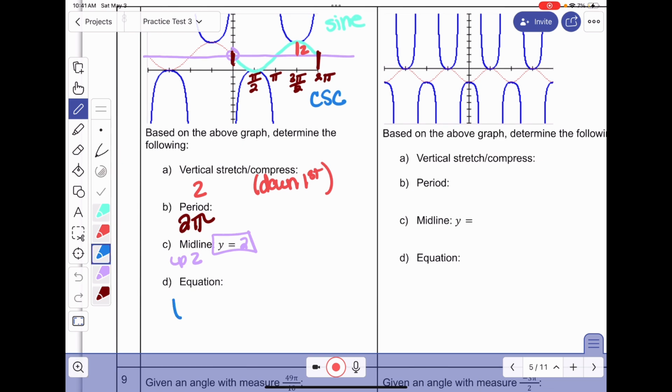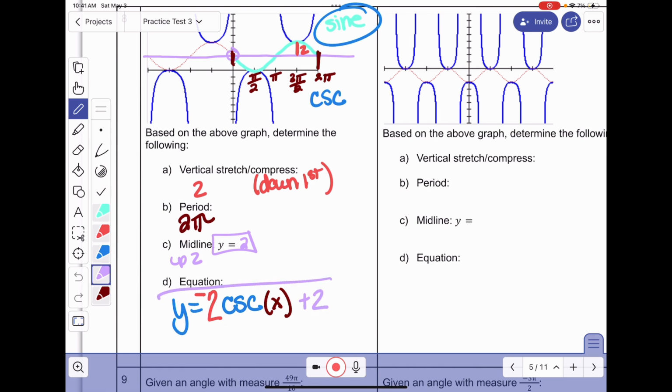So to write our equation, we're going to choose cosecant because we used the sine curve. Our vertical stretch was 2, but we went down first, so we make it negative. There's no phase shift, and we have the regular period, so we're just going to do x. And then we went up 2, so that's what we're going to add at the end. Our midline is what's at the end.